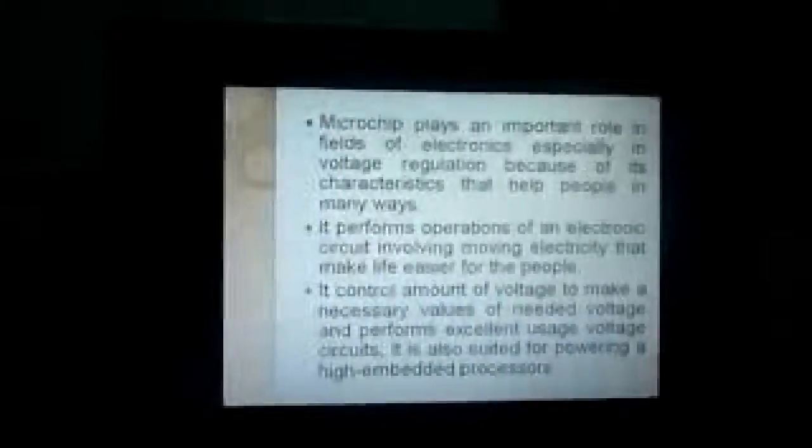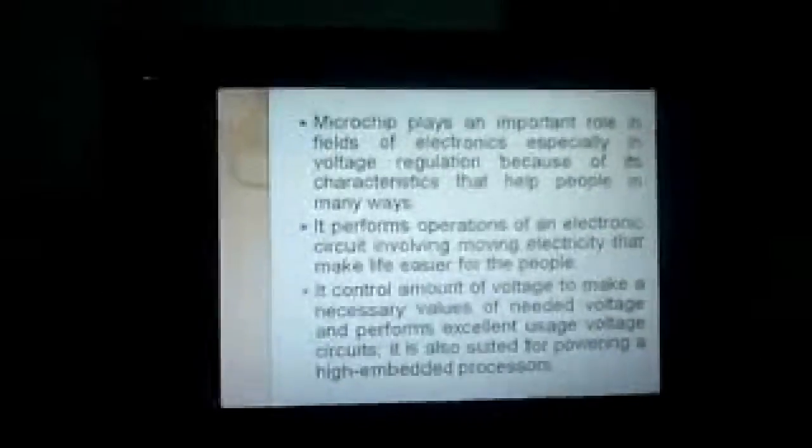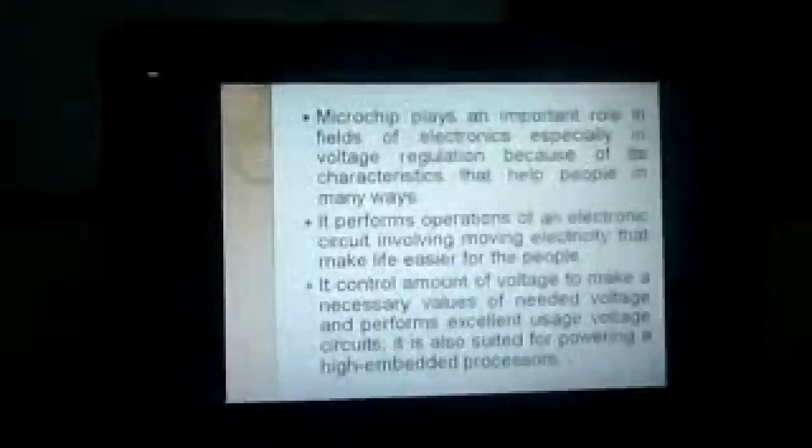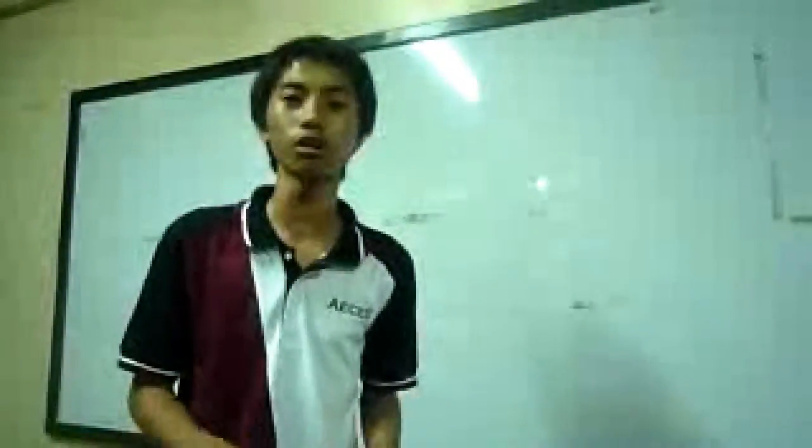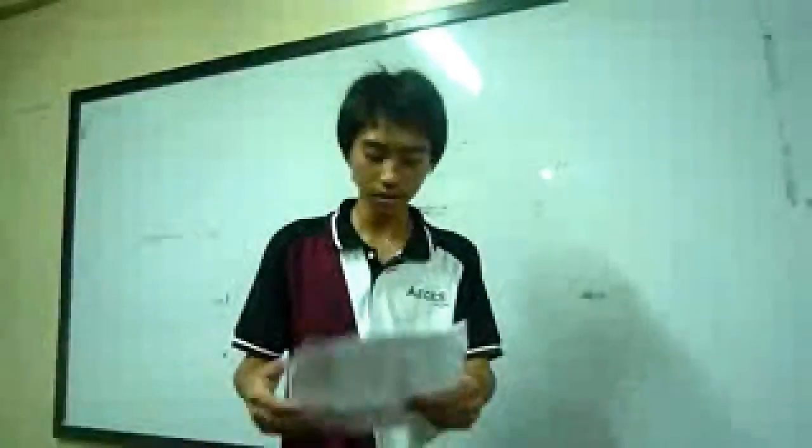It is beneficial to engineers, mostly to our engineering students. It can help us, especially in making projects on voltage regulation, because it provides low cost and few external components.